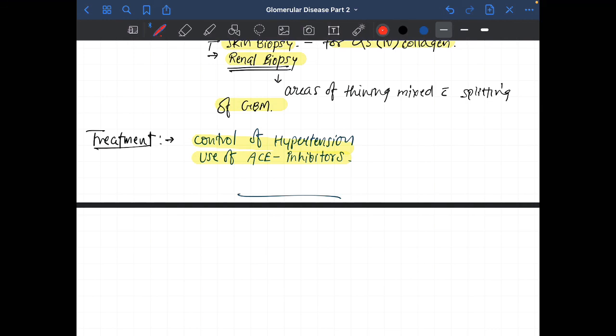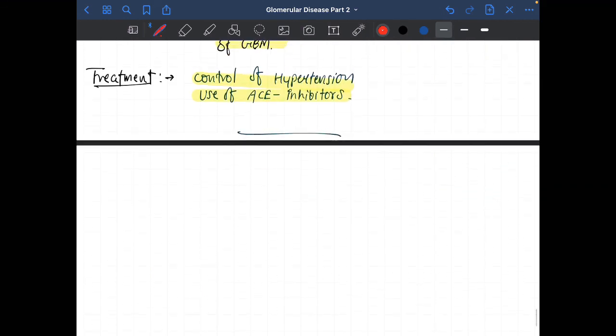So that's all for this, guys. This chapter is taken from Harrison. Every line written here is taken from Harrison.